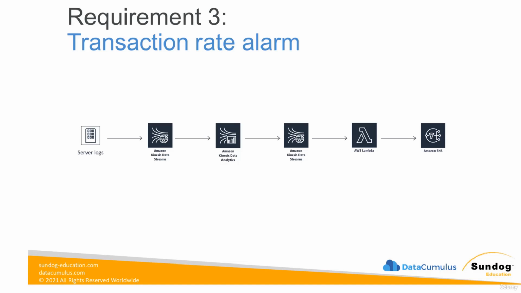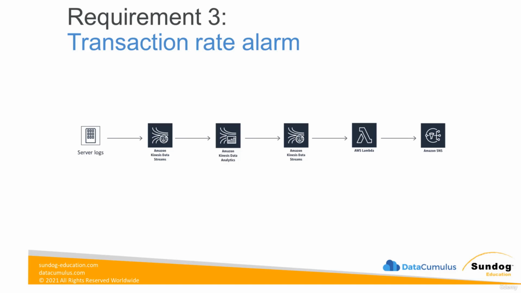Maybe it's malicious, maybe it's some sudden surge that we weren't anticipating, but either way, it's something we want to know about. So the way this will work, we'll start by piping those order logs from EC2 using the Kinesis agent into a Kinesis data stream. And that's going to be the same Cadabra orders stream that we set up earlier.